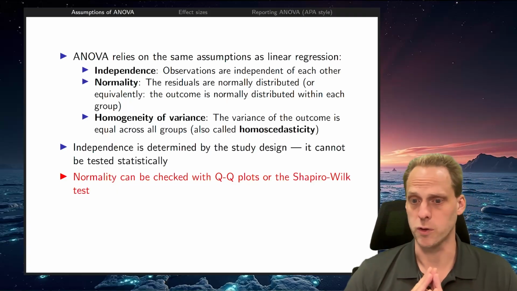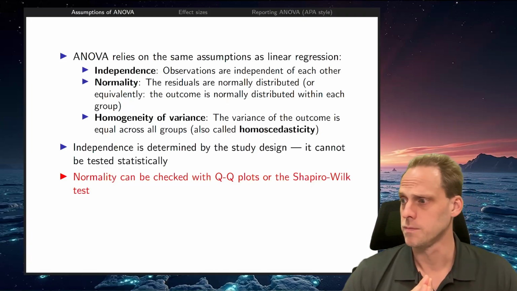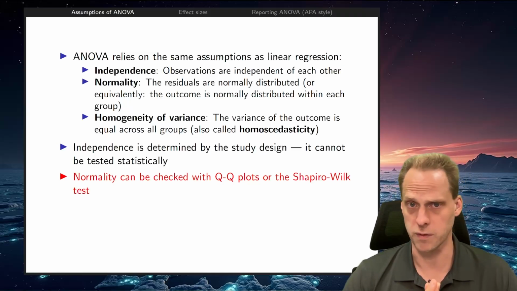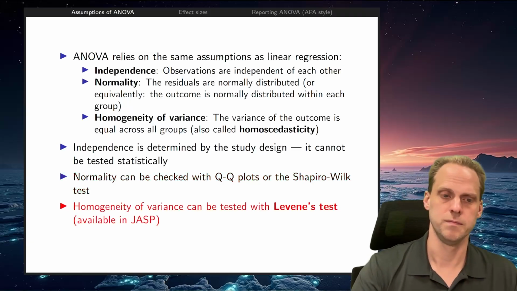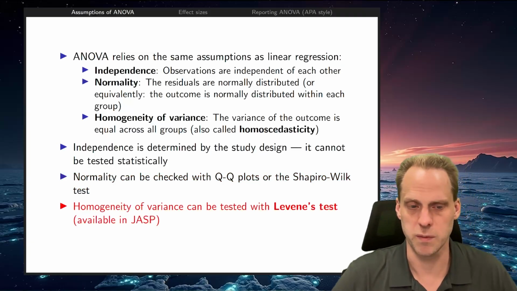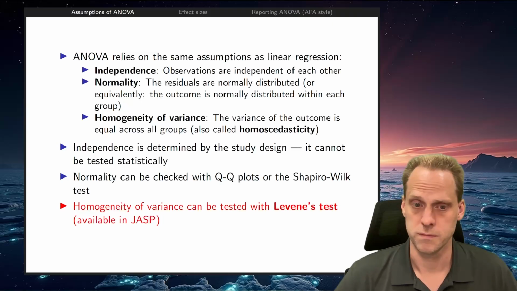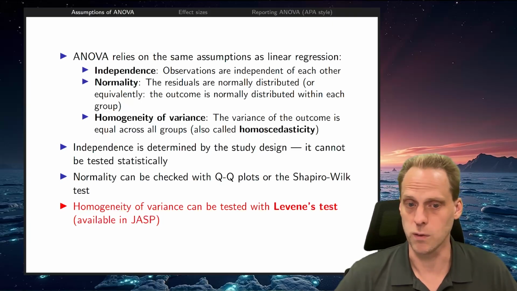Normality, we can check with QQ plots or the Shapiro-Wilk test. Ideally, we do the QQ plots. I prefer not to rely on significance tests, although people do report them a lot in their assumption checks. Homogeneity of variance can be tested with Levene's test. It's also available in JASP, where we can test if the groups have an equal variance.